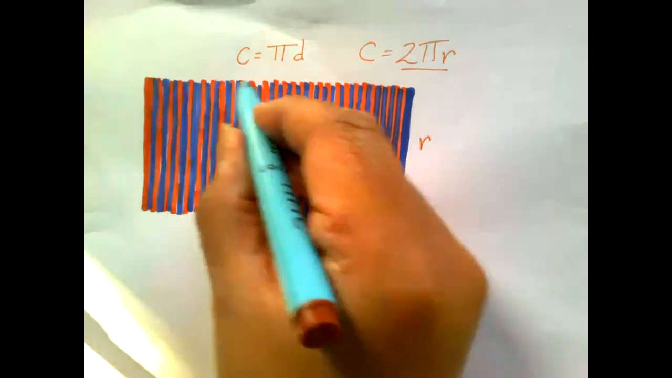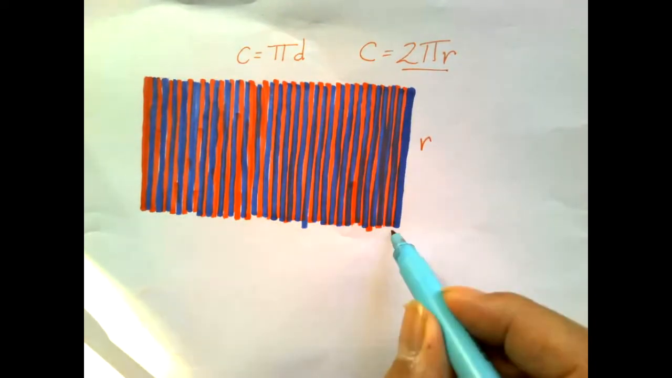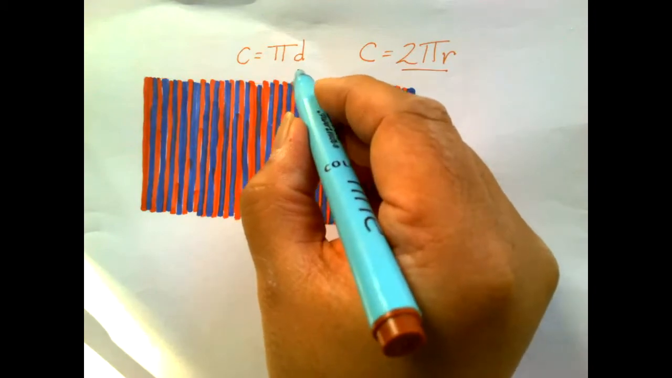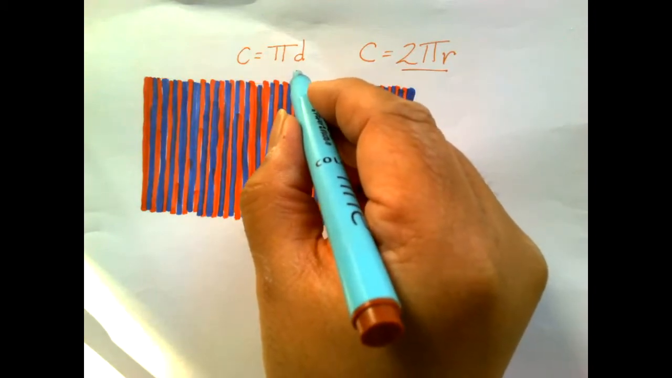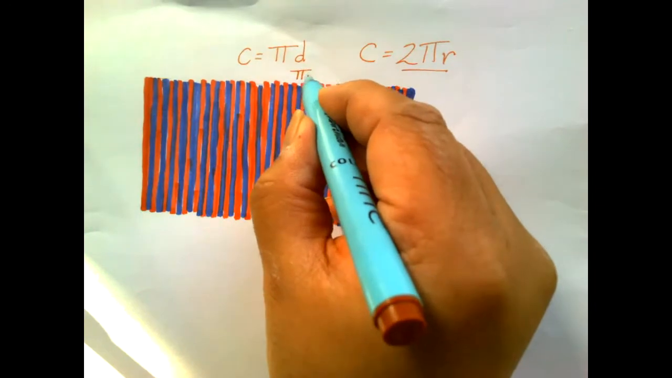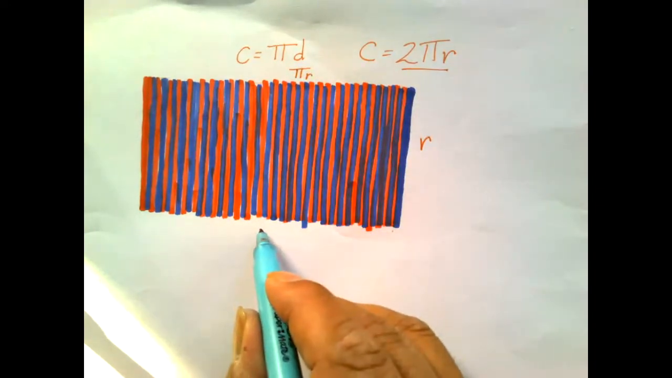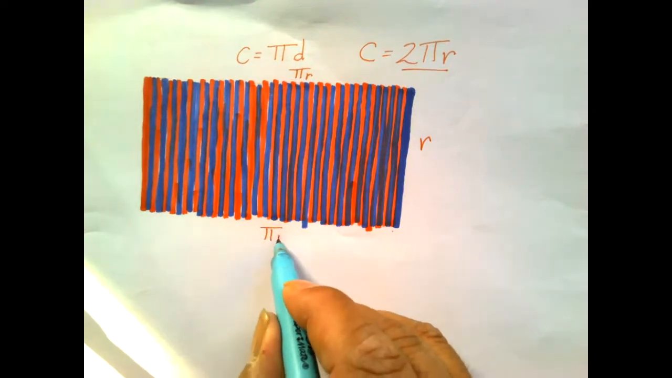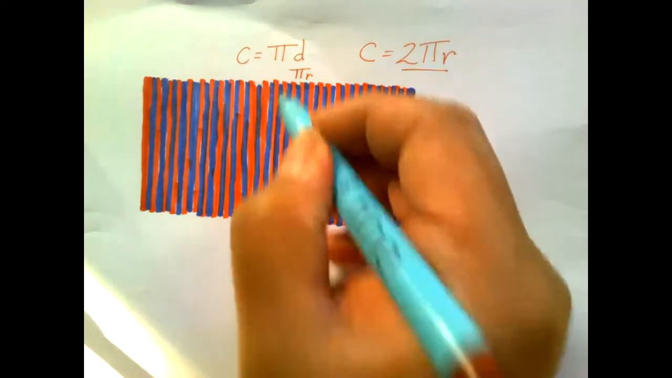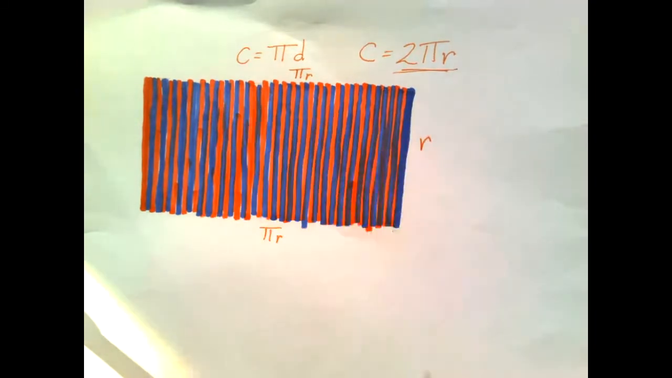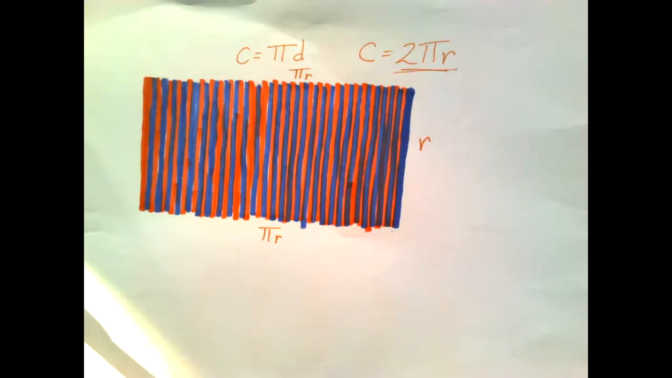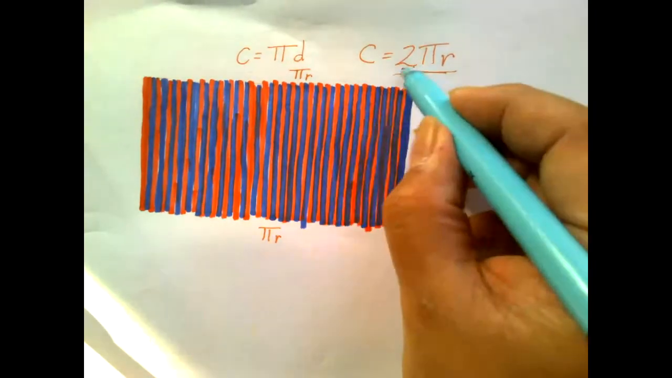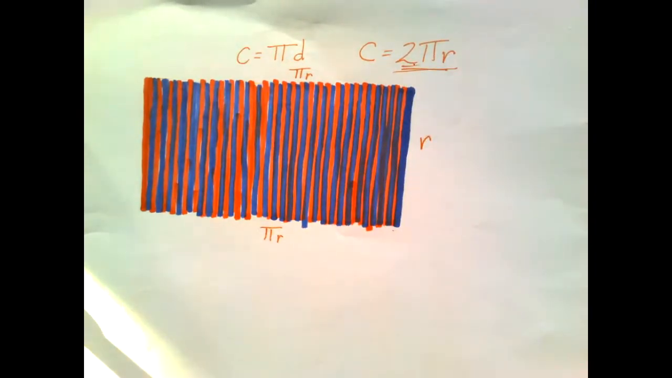because this is half of the circle in here, and that's half of the circle. So that means each side is only pi r. This side is only pi r, and this side is also pi r, right? And together they are 2 pi r, and that's the circumference of the circle. So this and this is 2 pi r. I have to repeat that because that's very important.